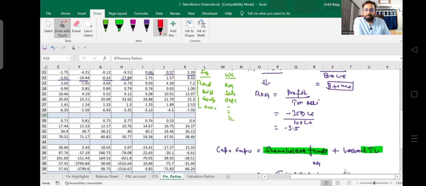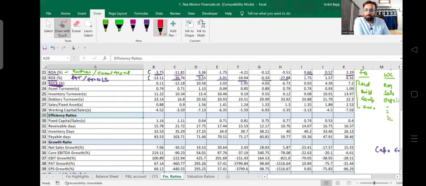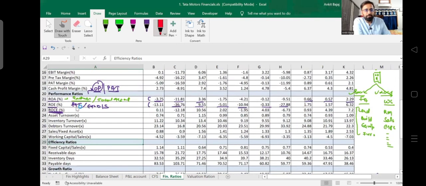Now, return on capital employed. What you have to do here is take operating profit divided by capital employed. This is going to be the formula. Here you can see some numbers are positive. It is 0.11, which shows this company is generating some return from its capital employed.